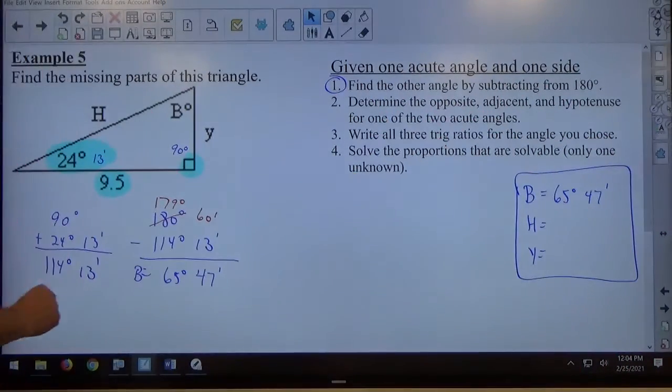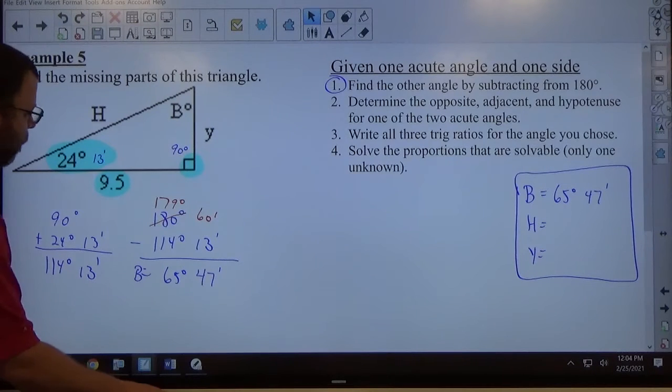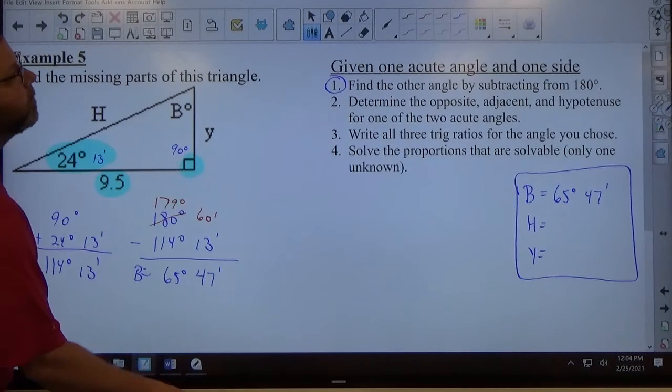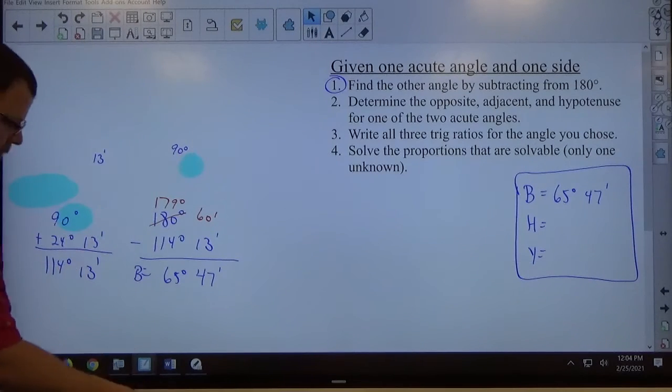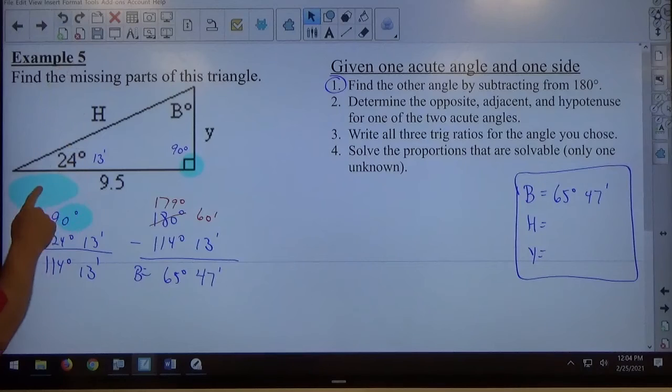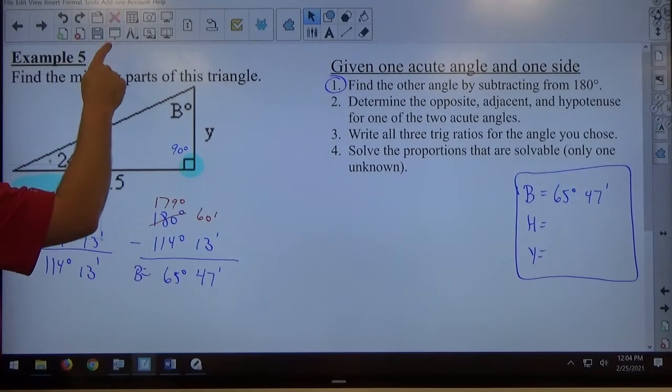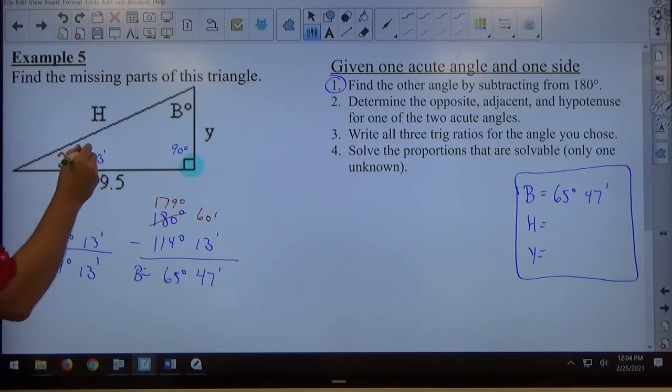The next thing I do on a problem of this variety is I pick one of the acute angles. It doesn't matter which one. They're both fine. I'm personally going to pick the one that I was given. I'm going to pick this acute angle here.